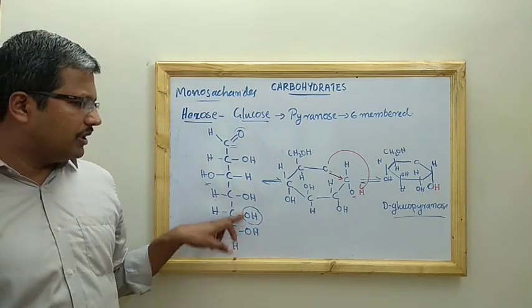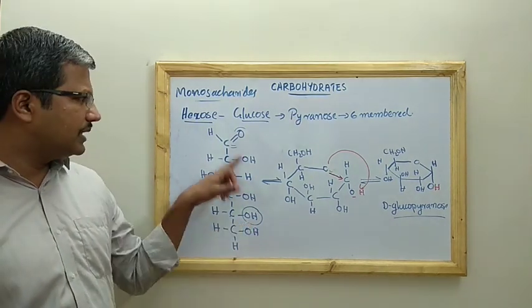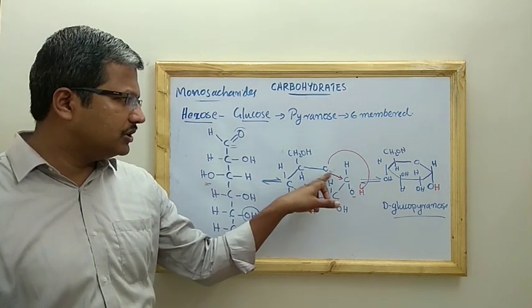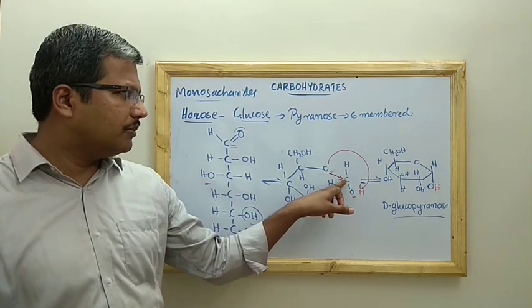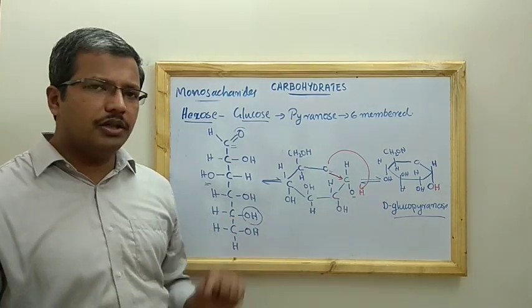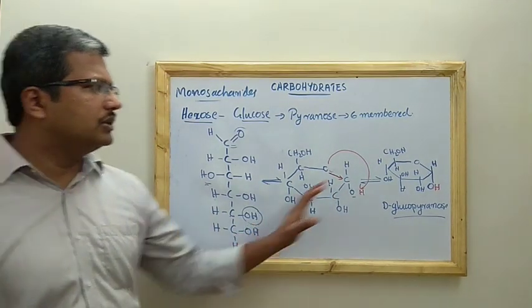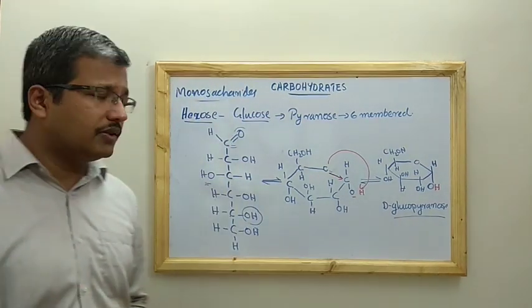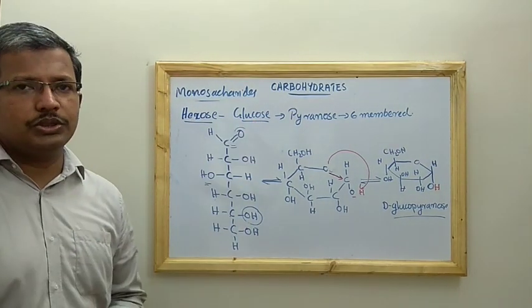This hydroxyl group will be attacking this particular carbon. So you can see oxygen is making a bond with this carbon, and hydrogen will be released and it will be combining with this particular oxygen. So that is how this ring structure, the pyranose ring structure, is formed in the case of glucose.